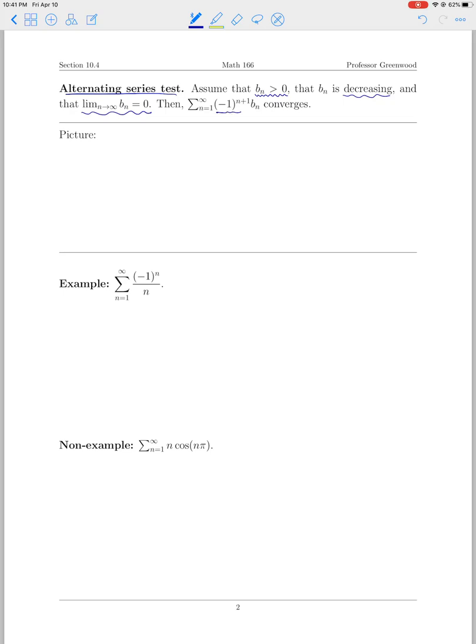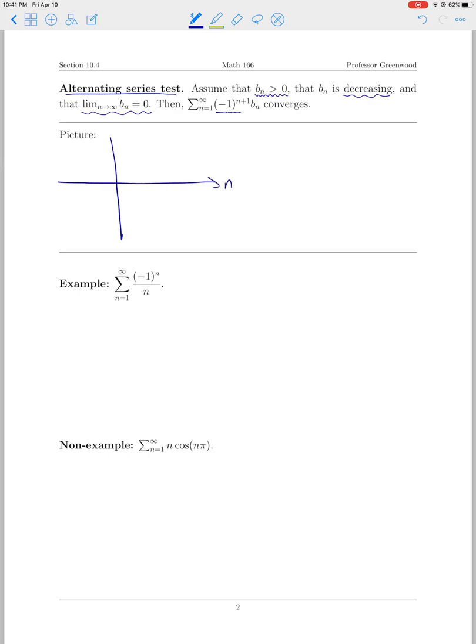The minus 1 to the n plus 1 just makes sure that now the series is alternating between positive and negative terms as n increases. It turns out that any series of this form automatically converges. And so we could look at a picture of what this looks like.